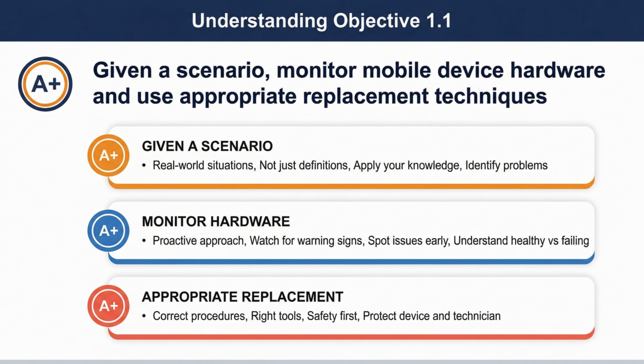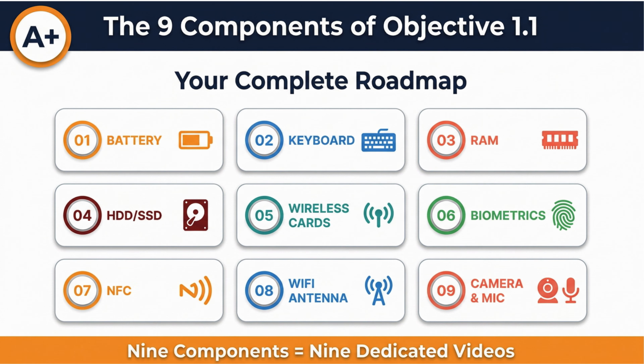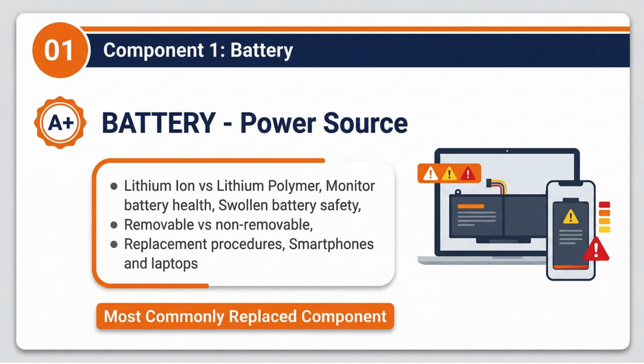Monitor, identify, replace correctly. Now let me walk you through every single component that CompTIA lists under Objective 1.1. This is your overview, your map. In each of the videos that follow this one, we are going to go deep on every single item you are about to hear. The first component is the battery.